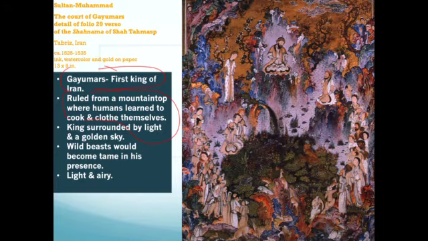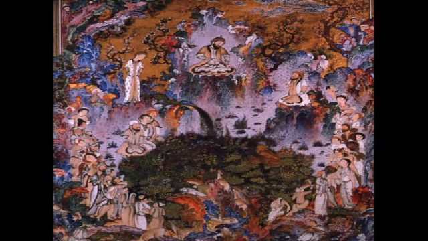Let me get a little bit closer. Gayomars, again, was the first king of Iran. That's why this is called the Court of Gayomars. These are all his followers. And then if you get a little bit closer there, you see the animals walking up this mythical hill. He ruled from a mountaintop, and humans learned to cook and clothe themselves, and the king is surrounded by light in this golden sky, and the wild beasts would become tame in his presence. So again, a mythical story that is not really based in truth. If you get a little bit closer, you see some deer here.